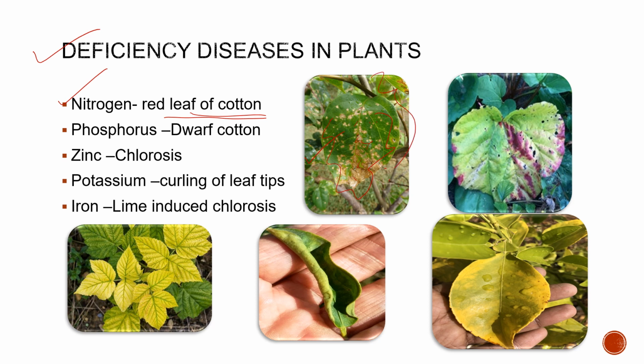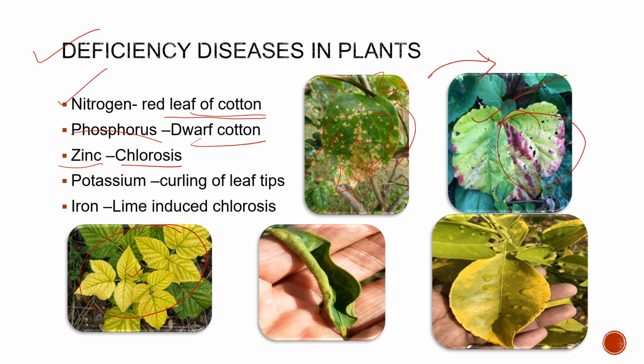Next comes phosphorus. In the absence of phosphorus, we get dwarf cotton, when the leaves turn purplish or bluish green in color, and the plants show poor and stunted growth. Now when zinc is absent or present in less amount, we get chlorosis. In these leaves, photosynthesis is affected as the leaves have turned yellow. The absence of chlorophyll has affected photosynthesis, and the leaves have also become dwarf.